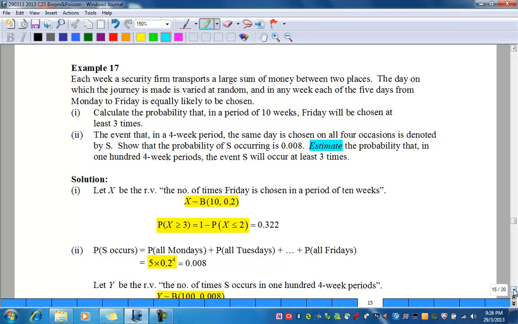Part 2. Probability of S occurs means to find the probability of all Mondays plus the probability of all Tuesdays plus the probability of all Wednesdays plus the probability of all Thursdays plus the probability of all Fridays, which equals 5 times 0.2 to the power of 4, and that will give you 0.008.